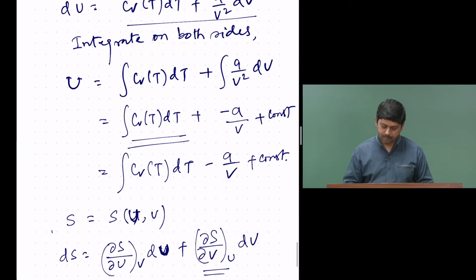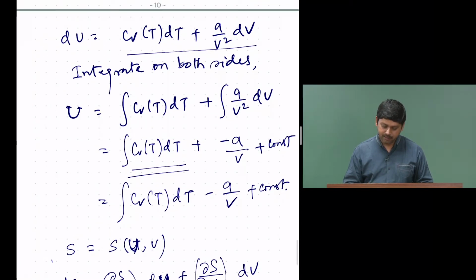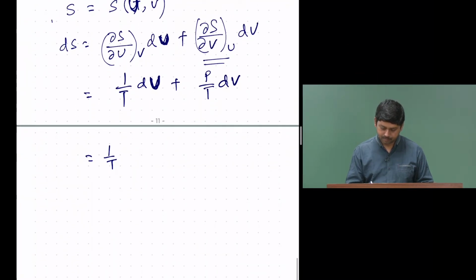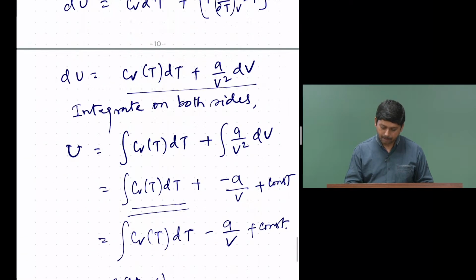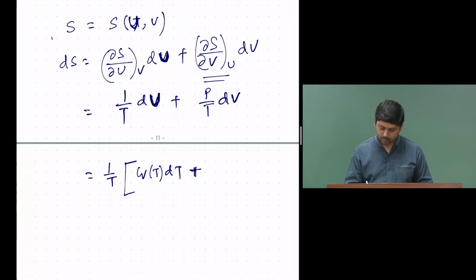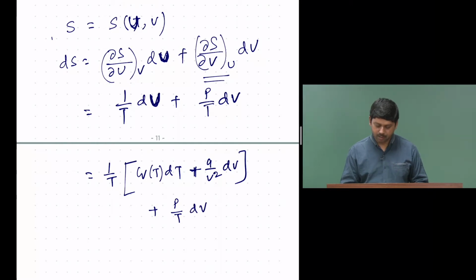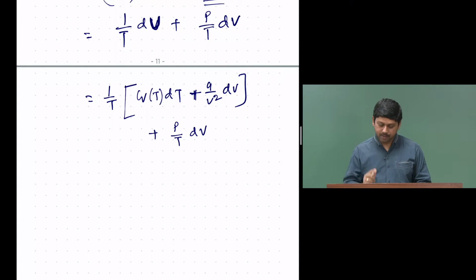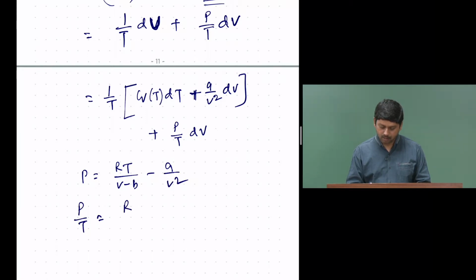So, 1 by T times Cv dT plus a by v square dv, plus p by T dv. And what is p by T? If we see p by T, p is RT by v minus b minus a by v square. So, p by T is R by v minus b minus a by T v square.